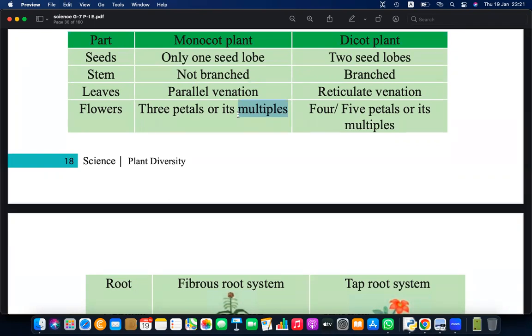In dicots, there are 2 seed lobes and the stem is branched. Two seed lobes and it's branched. And the reticulate venation is there.